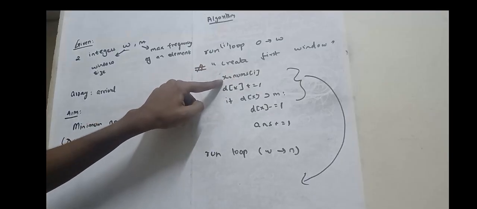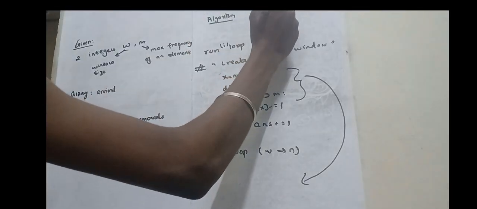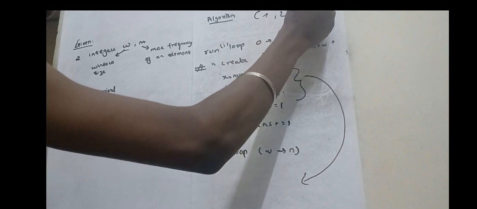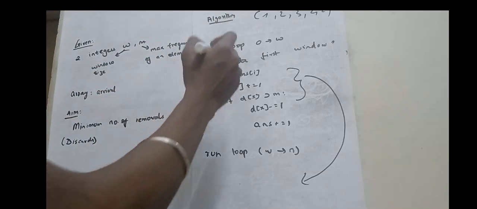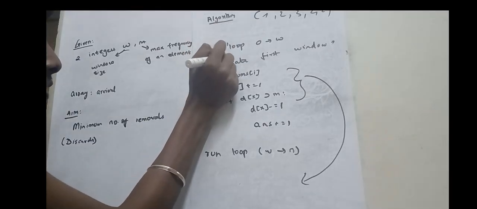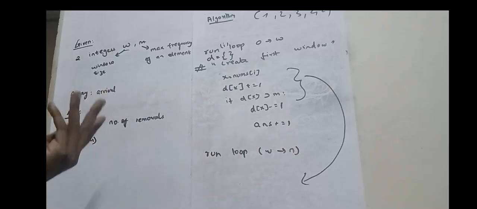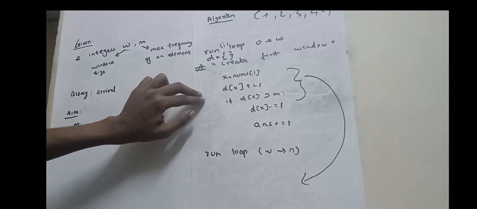So here is the algorithm. You'll run a loop from 0 to w, and let's say each element is considered as x in an array. So 1, 2, 3, 2, 2. So here let's consider this as x will be 1. So you will increment the count in the frequency. D is nothing but the dictionary which we are using. D is equal to the dictionary, or in other words the unordered map in C++. So you will be using it.